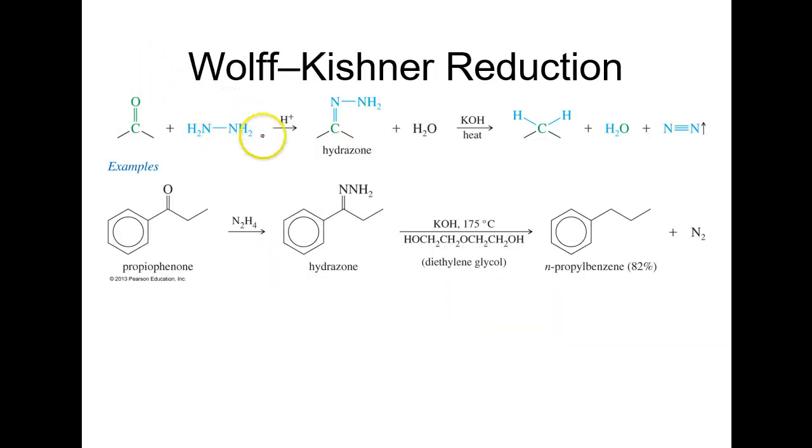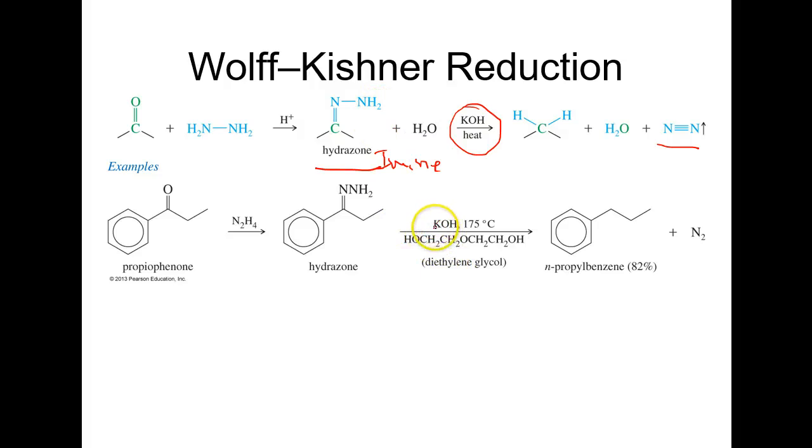The Wolff-Kishner, though, goes through this hydrazone. Remember, I told you we talked about the imine. Remember, this is an imine. So you form the imine. You then, in the presence of potassium hydroxide and water, get rid of this. You form nitrogen gas and water, and you can get rid of the carbonyl. Okay, so here's the example.